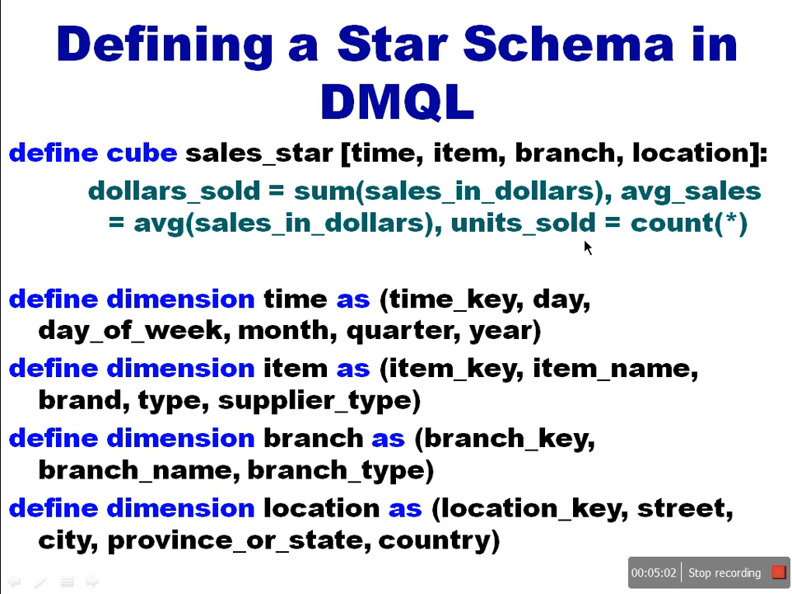Followed by this, we have to define the dimension tables in the sales data warehouse. For that we use define dimension time as time key, day, day of week, month, quarter, year. Here we have the attributes time key, day, day of week, month, quarter, year, and the dimension name is time. Respectively we define item, branch, and location dimensions.